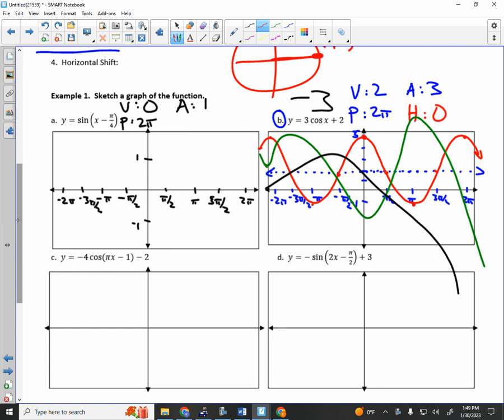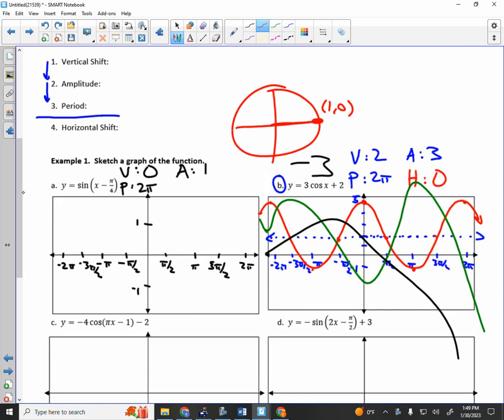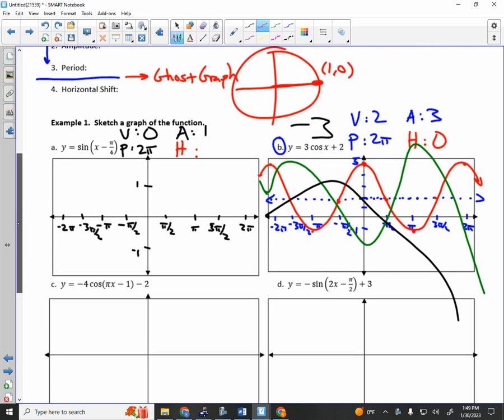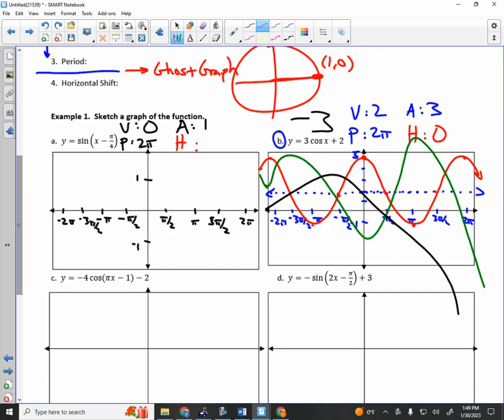Now here's the deal. Anytime I have a horizontal shift, which I do in this one, I stop after the period and I sketch a ghost graph. That's what I call it. I think this helps people visualize what's happening better. So I'm going to sketch a graph of the sine function as though it doesn't have a horizontal shift, and then I'll apply the horizontal shift.